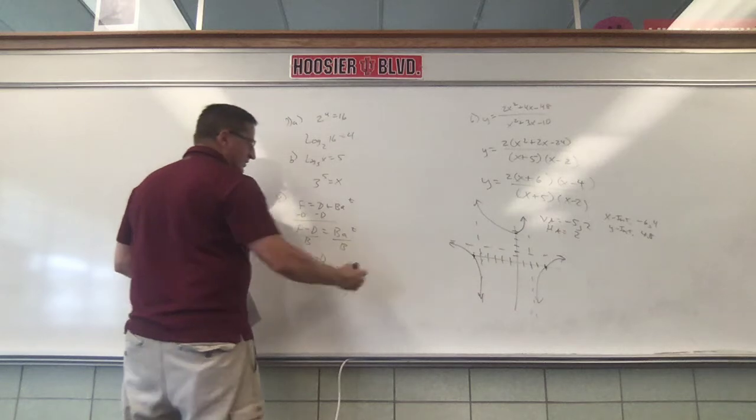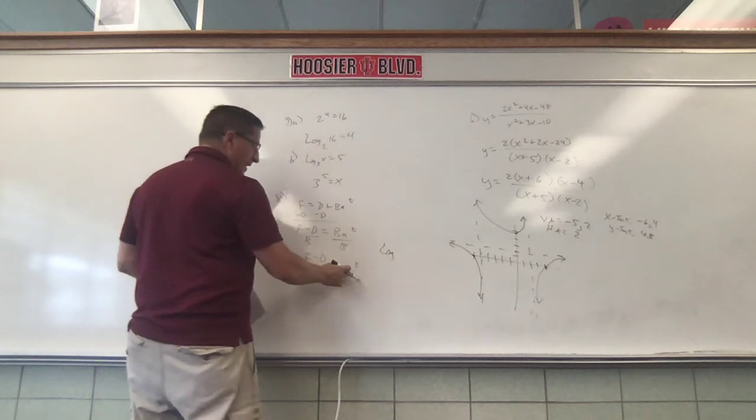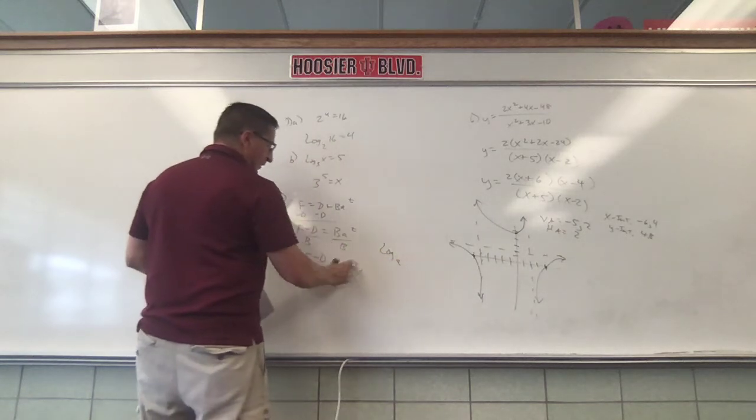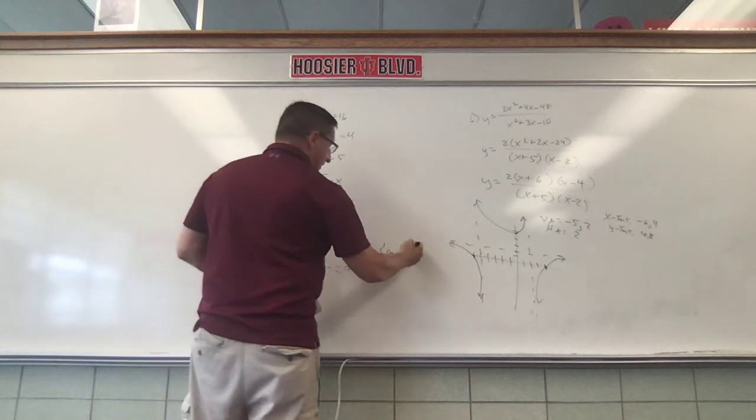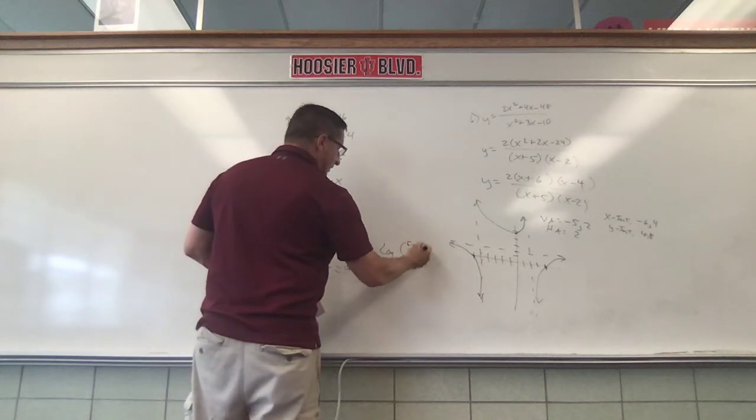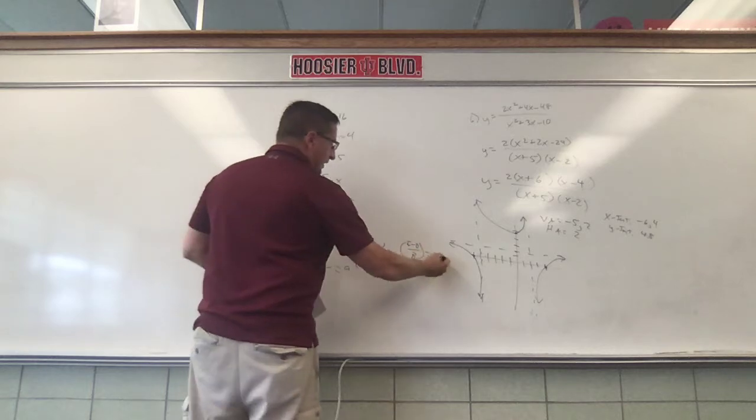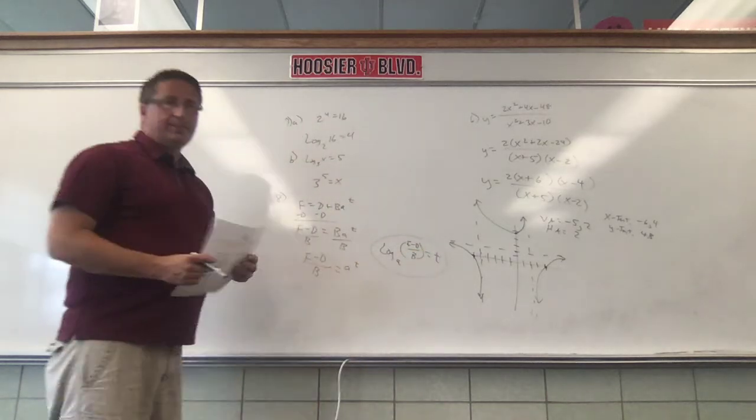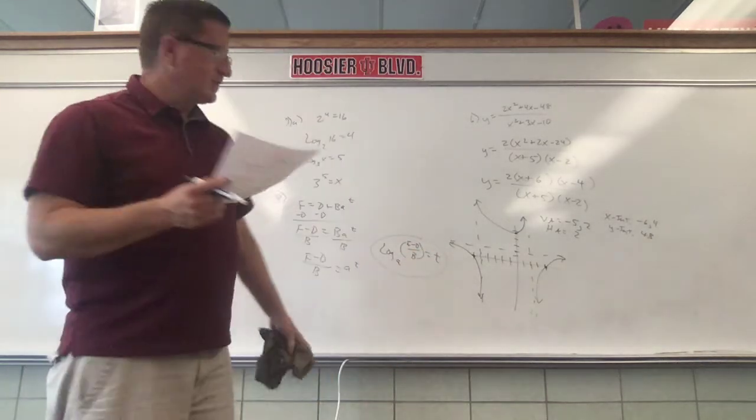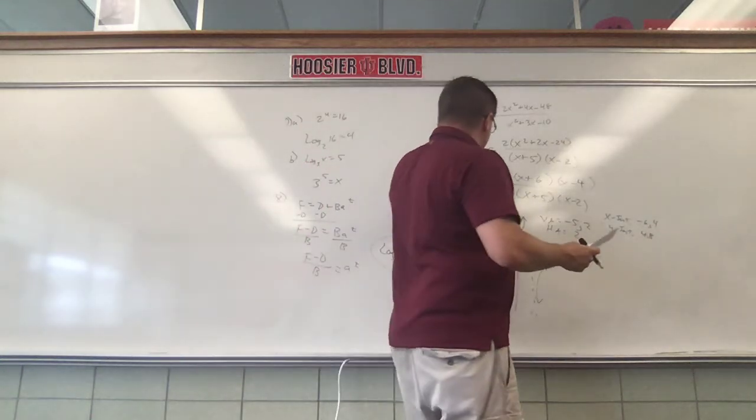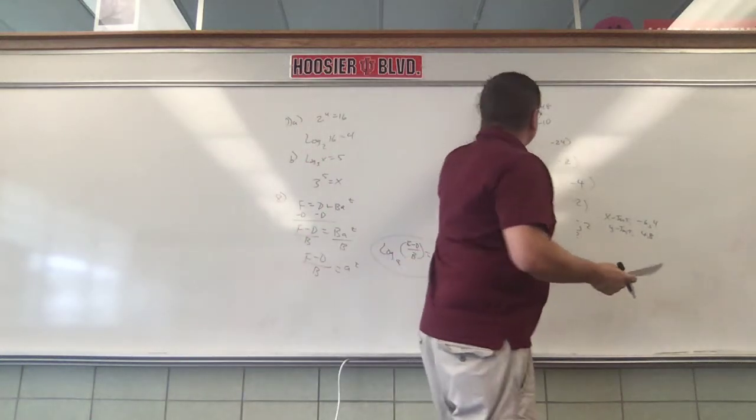So let's rewrite this with a log. Log base a, my base is a, of, split these up, f minus d over b equals the exponent, which is t. And we're done. t's by itself. So to solve for t, you have to use a log. All right.